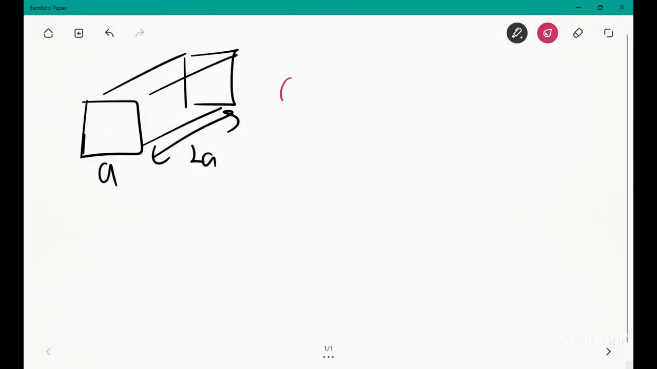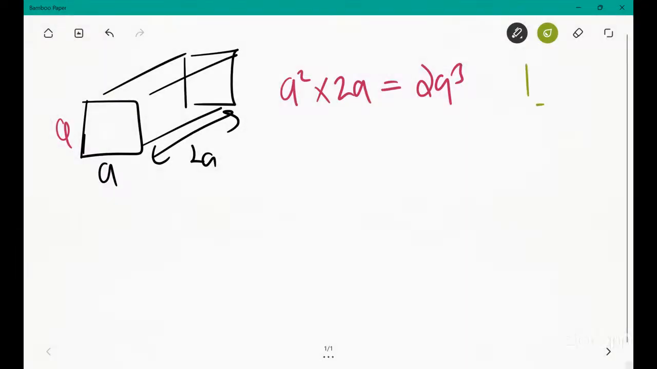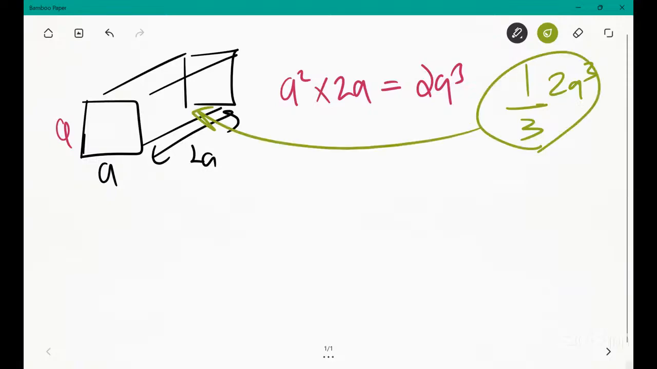Okay, so volume of a cuboid is what? A squared into 2a. So a squared is a into a here. A squared into 2a, that means 2a cubed. So the remaining volume is going to be, so previously we found the volume of a pyramid. We found the volume, right? 1/3 2a cubed. We found it previously. So when you remove one of this from here, they're asking you the remaining. So that's going to be 2a cubed minus 1/3 2a cubed.